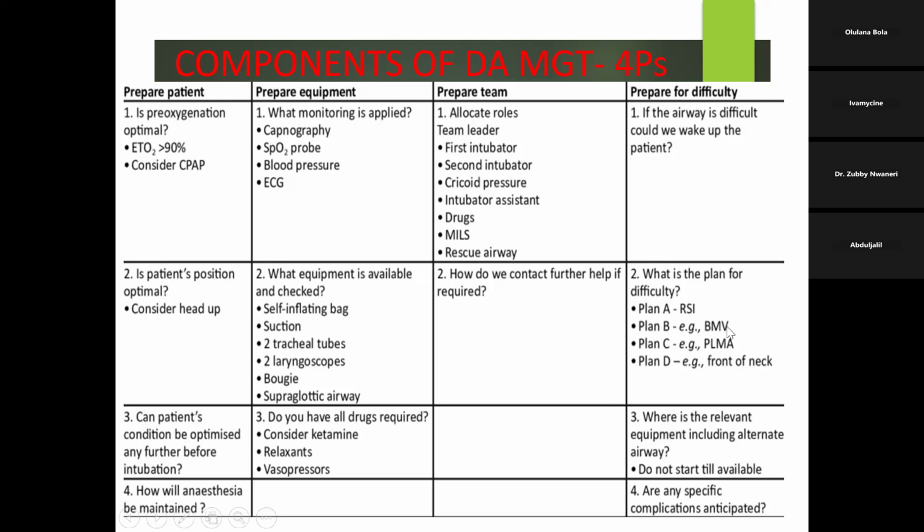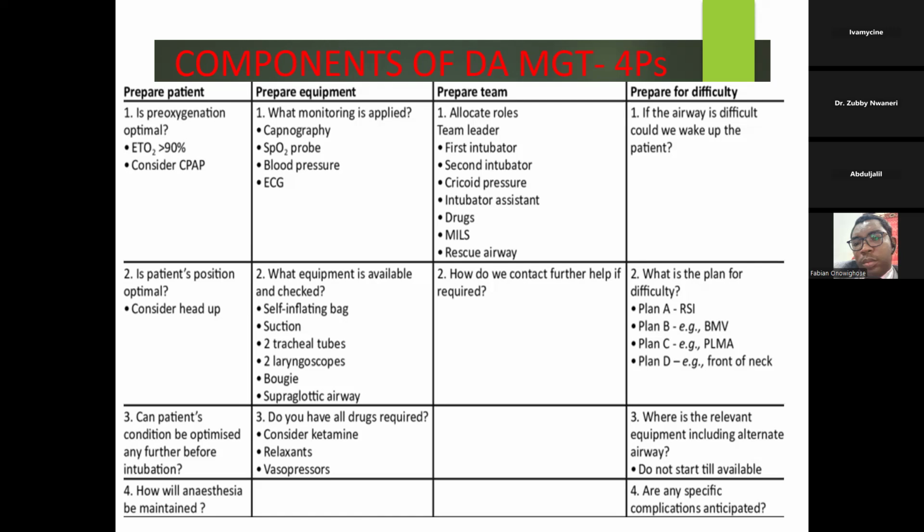There's a slight mistake here because plan B is the LMA, second generation LMA, and plan C is bag mask ventilation. Then plan D is front of neck. Where is the relevant equipment? So this is why we spoke about the difficult airway cart or trolley last week. Do not start till everything you need is available. There is no hurry. Whether it's elective or emergency, it's important that you have a difficult airway trolley, which is always there, checked every day, like we said last week, so you are not looking for everything all around.